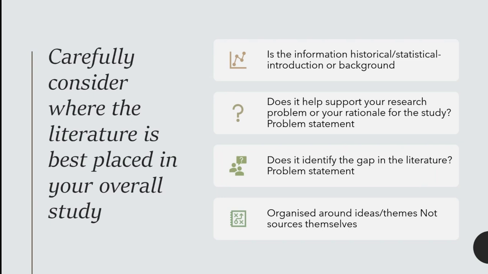Some information, like historical or statistical data, is best suited for your introduction or background. Some literature might support your research problem or your rationale for the study, your problem statement. Some literature might assist you to identify the gap in literature that might also then inform or provide your justification for embarking on your research. And it's organized around ideas and themes, not the sources themselves.